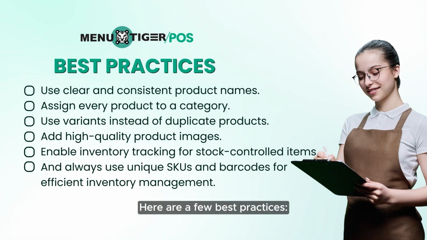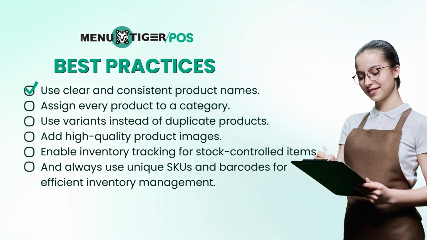Here are a few best practices. Use clear and consistent product names. Assign every product to a category. Use variants instead of duplicate products. Add high-quality product images. Enable inventory tracking for stock-controlled items. And always use unique SKUs and barcodes for efficient inventory management.